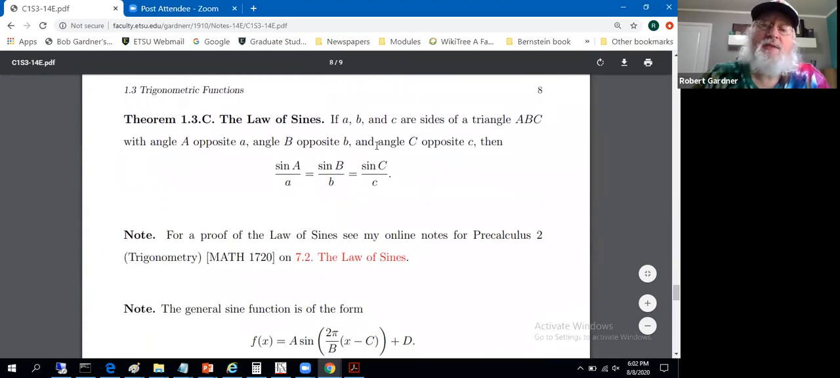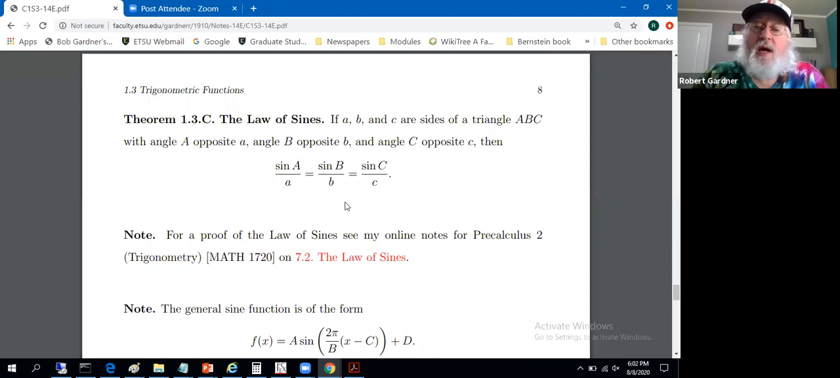Law of sines says if a, b, and c are sides of a triangle, with capital A, capital B, capital C the angles, with angle A opposite side a, and similarly for B and C, then sine A divided by a is the same as sine B divided by b is the same as sine C divided by c. The law of sines implies that the ratios of the sines of angles are the same as the ratios of the lengths of the sides in any triangle. Law of sines and cosines hold not just in right triangles, but in any triangles. There were no hypotheses about right triangles.